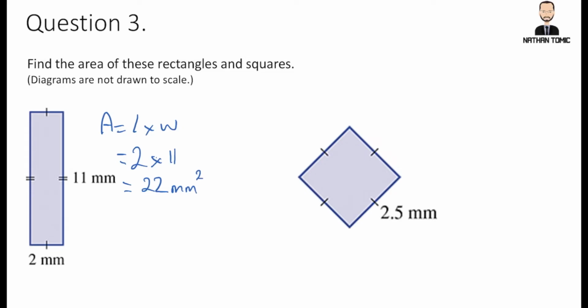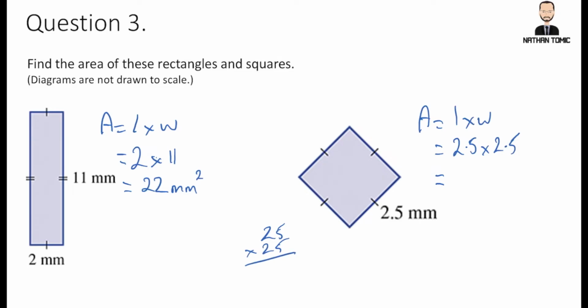So again, let's write out our formula. Area equals length times width. Replace those with 2.5, so 2.5 times 2.5. And we can do our maths. Now, if you've forgotten how to do multiplications of decimals, you might want to go back and have another look. But remember, we just treat them without the decimal places to begin with. So just over here, I'll do 25 times 25.